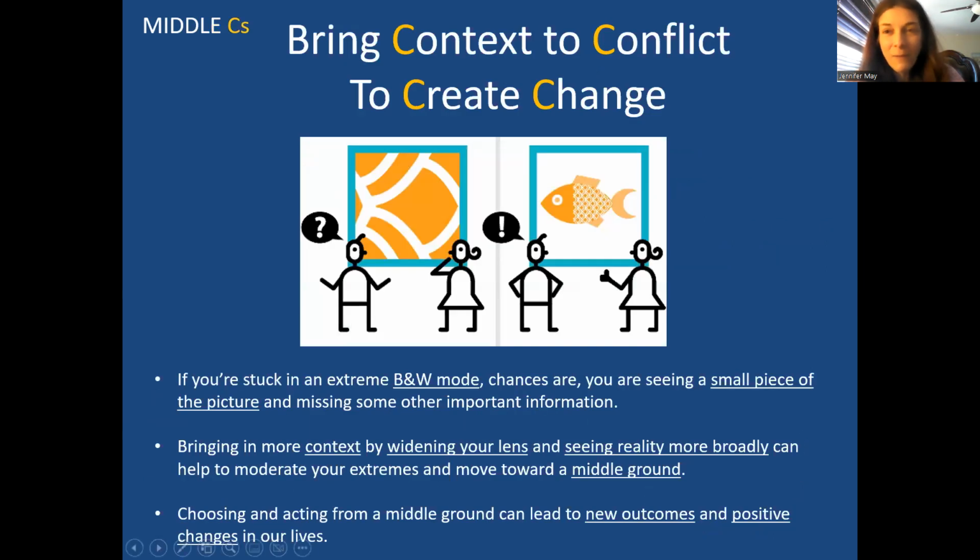Okay, the C's. So these are the C's that they offer in the workbook here. Bring context to conflict to create change. So what the heck does that mean? Okay, that's a whole mess of C's. It sounds a little complicated. So the context is the bigger picture of what's going on.